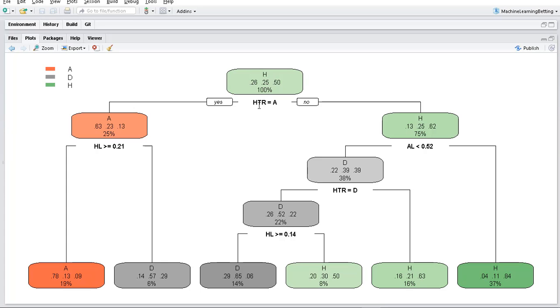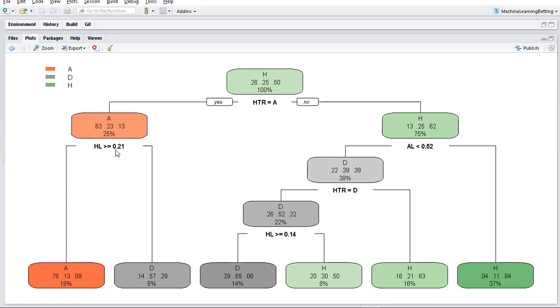So, halftime result, that's what HTR means, is the away team in the lead? So, if Liverpool are in the lead, then yes, I go along this branch. So now it's expecting, typically, that the away team will win. This is saying that if the away team is in the lead at halftime, then 63% of the time, the away team will win. Next question.